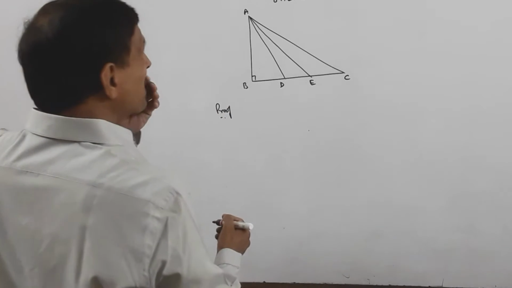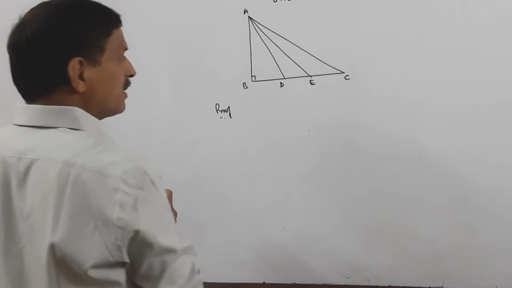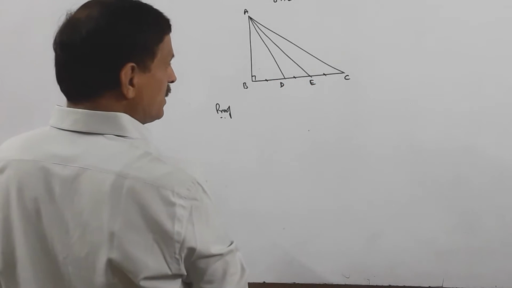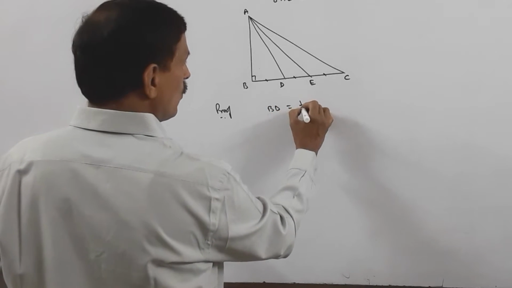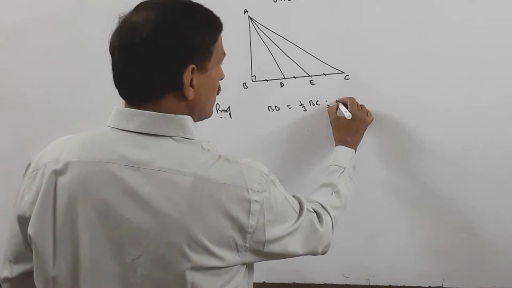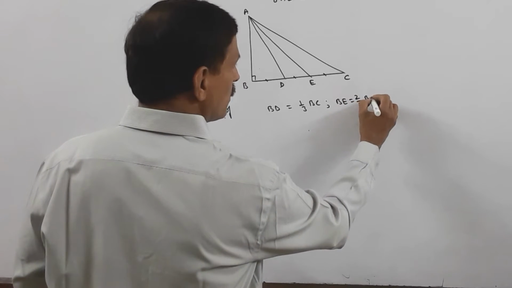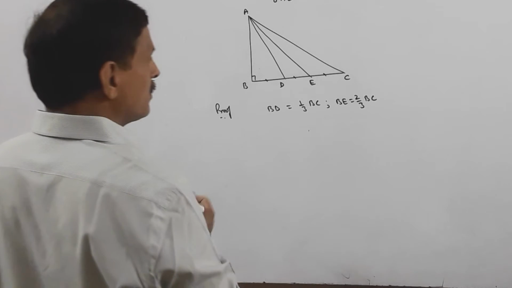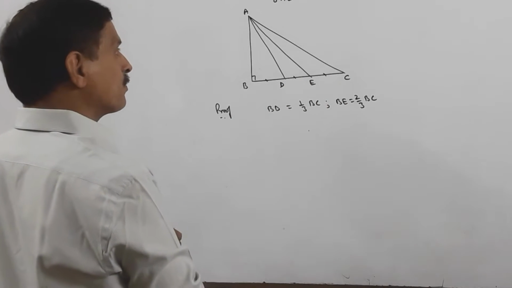Because D and E trisect BC, it means these parts are of equal length. Thus, BD is equal to 1/3 of BC, BE is equal to 2/3 of BC. That is 1 out of 3 parts and 2 out of 3 parts of BC.